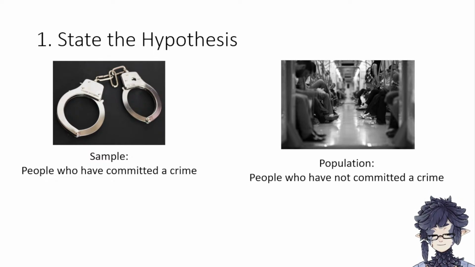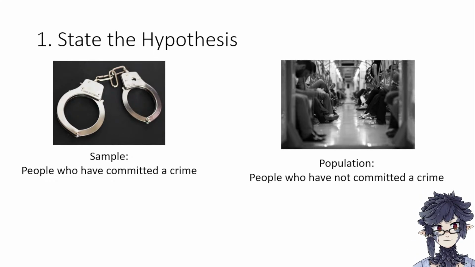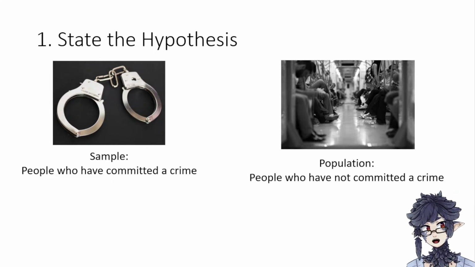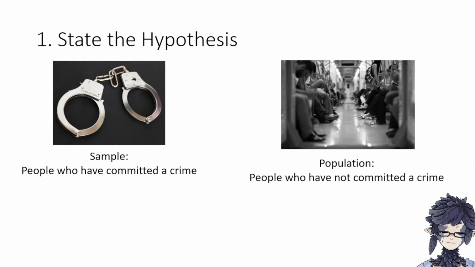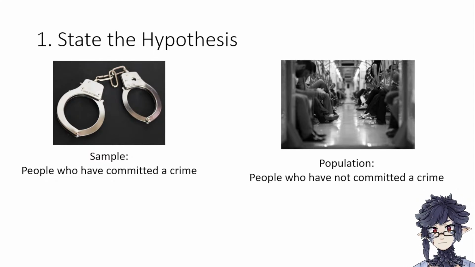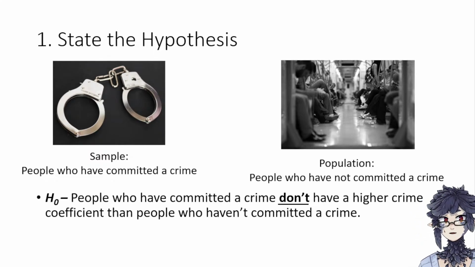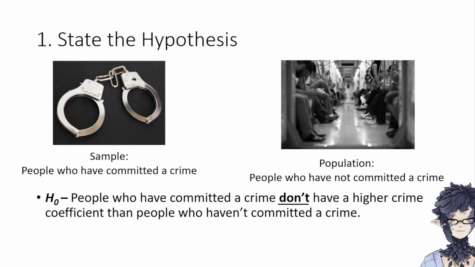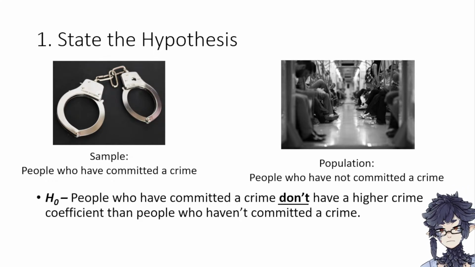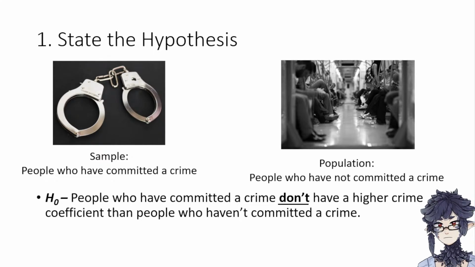The idea here is if we want to figure out if the crime coefficient really is related to committing crimes, then theoretically, the people who've committed a crime should have a higher average crime coefficient than people who have not committed a crime. So the null hypothesis, of course, would be there's no difference. The crime coefficient means nothing. So the null hypothesis is that people who have committed a crime don't have a higher crime coefficient than people who haven't. You could also think of it as don't have a lower. Generally, there's no difference. Zero difference in the criminality.